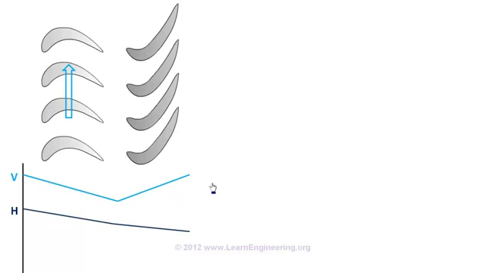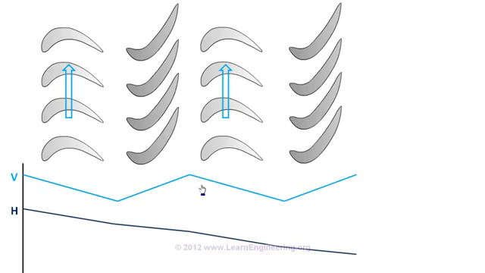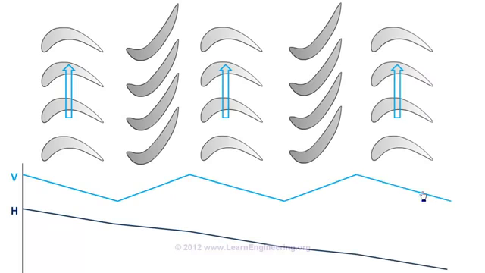Now we have increased the velocity of the fluid, so we can put the next set of rotors. Again stator. And again rotor. So in a steam turbine there will be alternating sets of such rotors and stators. Rotors which are moving, attached to the hub. Stators which are stationary, attached to the casing of the turbine.